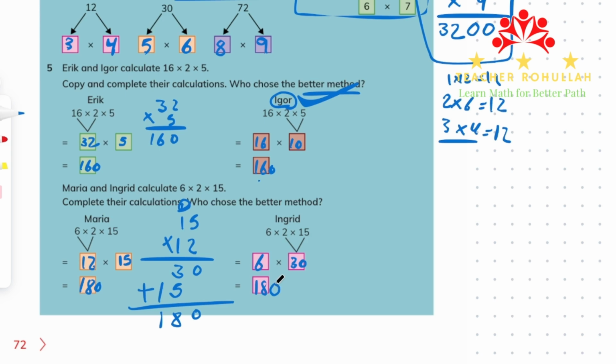The answer is 180. Now you tell me who chose the better method. For sure it is Ingrid, because here we didn't do any calculation. We could simply find out by using mental math.